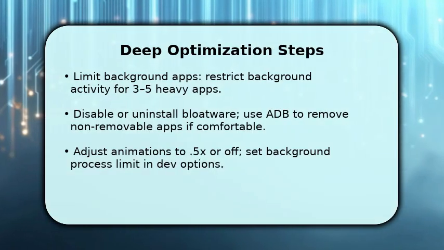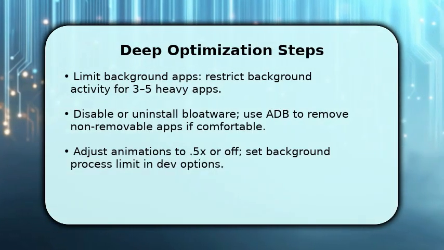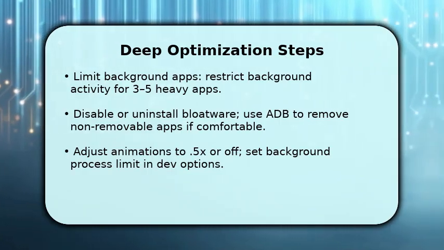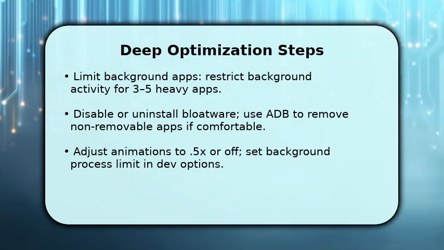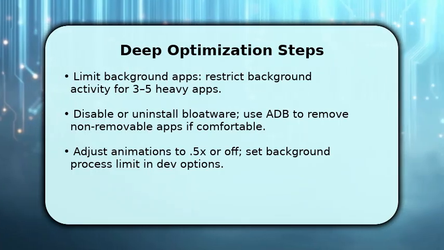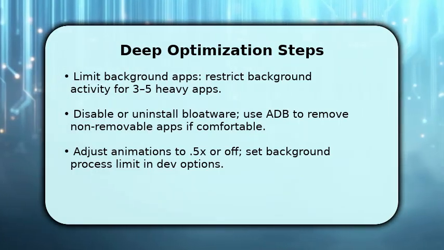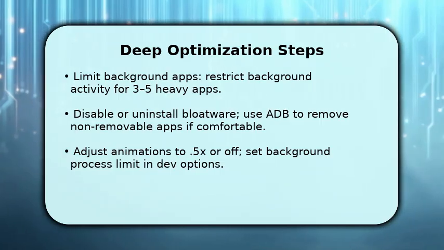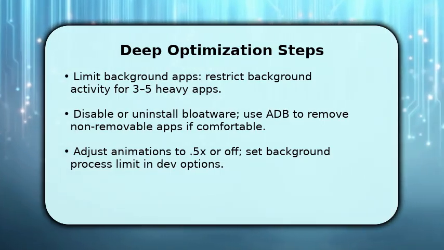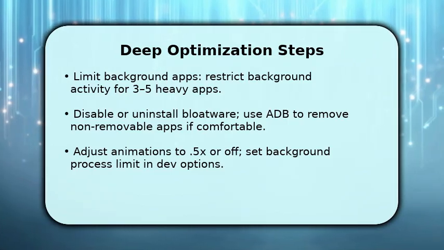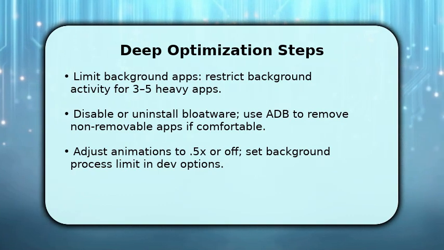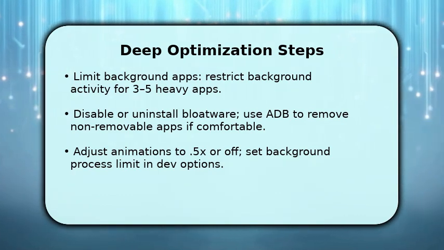Next, tackle background activity and system overhead to reclaim responsiveness. You should restrict background activity for 3 to 5 memory-heavy apps and use battery optimization for social and streaming apps because they often wake the device. Disable or uninstall unused pre-installed apps. If needed, use ADB to remove non-removable packages, but only after backing up. Then open developer options and reduce animations to 1/2 or off, and set a conservative background process limit to prevent excessive swapping and jank during multitasking.